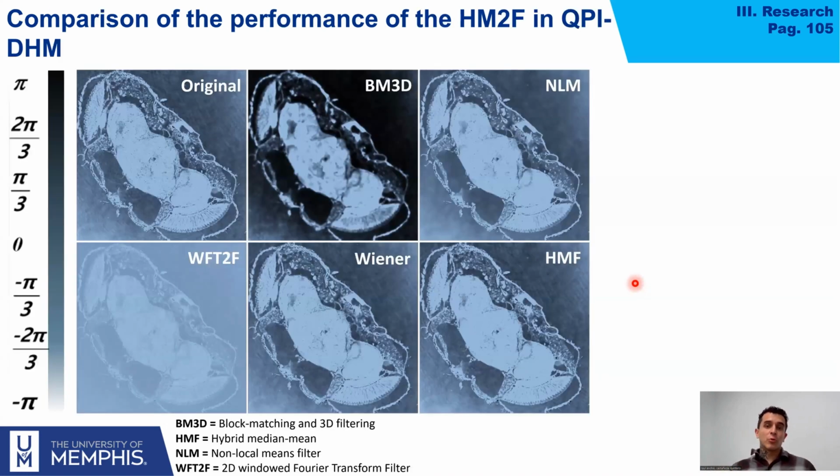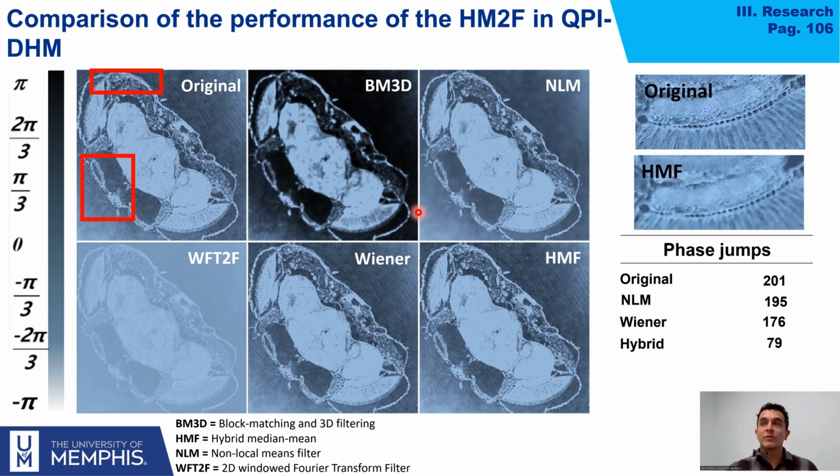Finally, we analyzed the performance of the hybrid median 2 filter using a biological sample, in this case, the Drosophila melanogaster, to quantify the reduction of the speckle noise. We count the phase jumps over the original image and the image after applying the methods. And we observe that the reduction with the hybrid method is higher than with the other ones. So this is the original image. This is the image after applying the hybrid method to filter in this specific range.